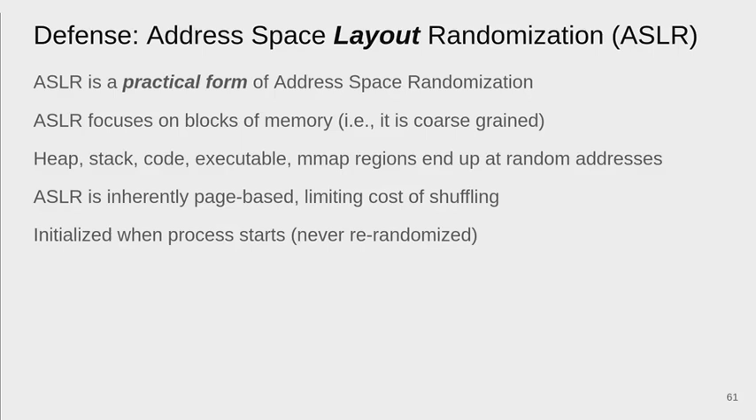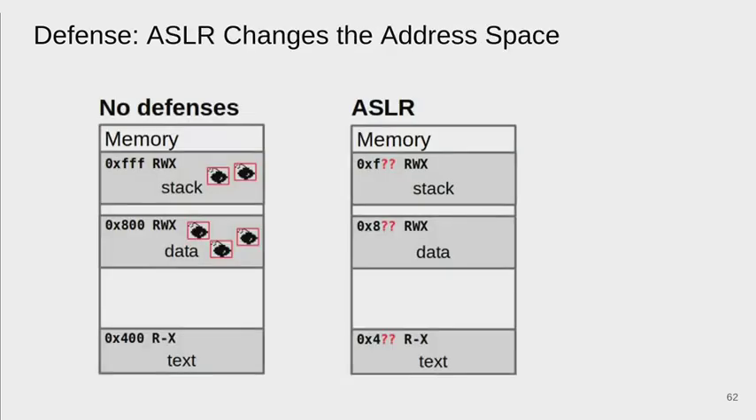Address space layout randomization, which goes a bit into the question that you had. It's a practical form of address space randomization, and essentially every time we start a program, instead of mapping it at the same predetermined location, we shuffle it a bit and randomize it. For example, heap, stack, executable, and so on. They're all at random addresses.